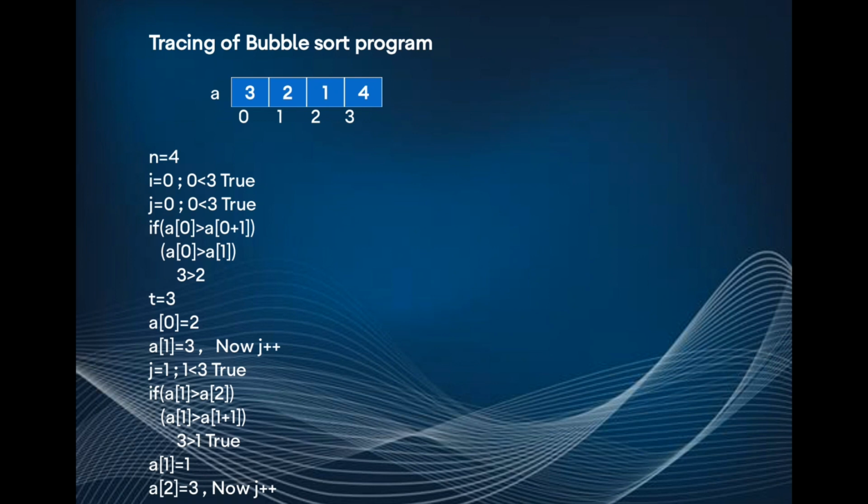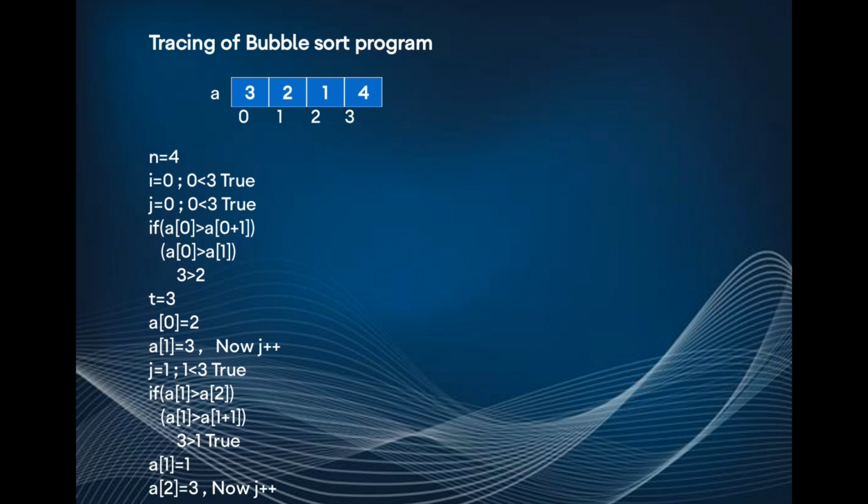j is equal to 0, and 0 is less than 3, it is also true. Then we are checking for the condition: if a of 0 is greater than a of 0 plus 1, that is, a of 0 is greater than a of 1. In the position of a of 0 it is 3, and in the position of a of 1 it is 2. So it is true, 3 is greater than 2. So our condition becomes true. That's why we are swapping the elements.